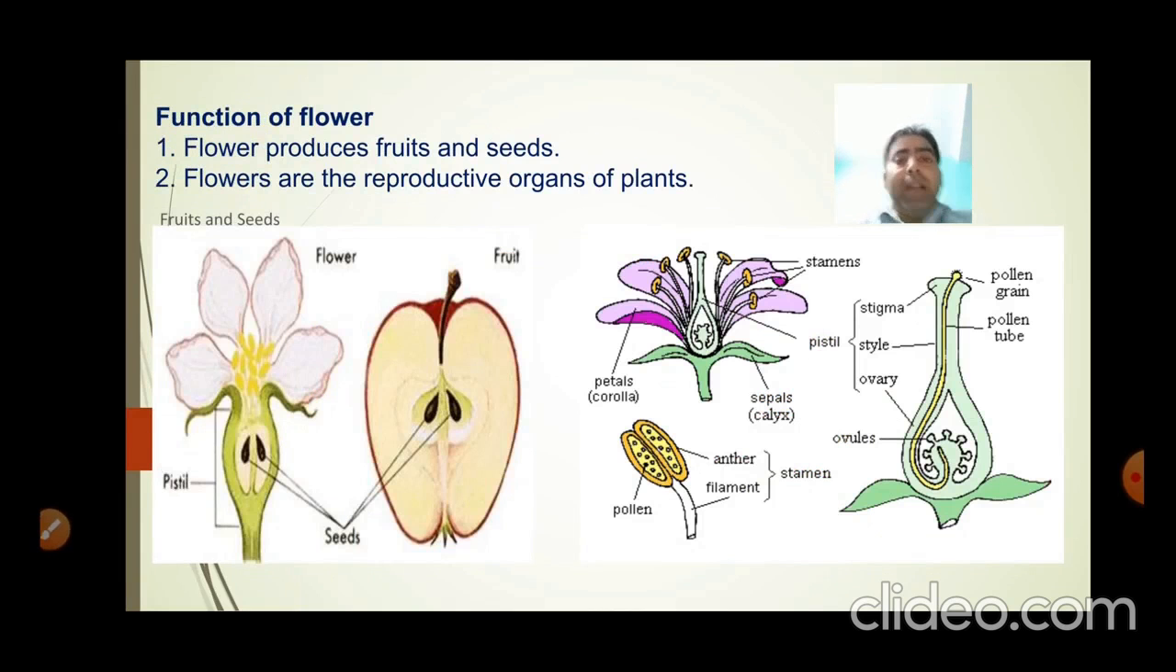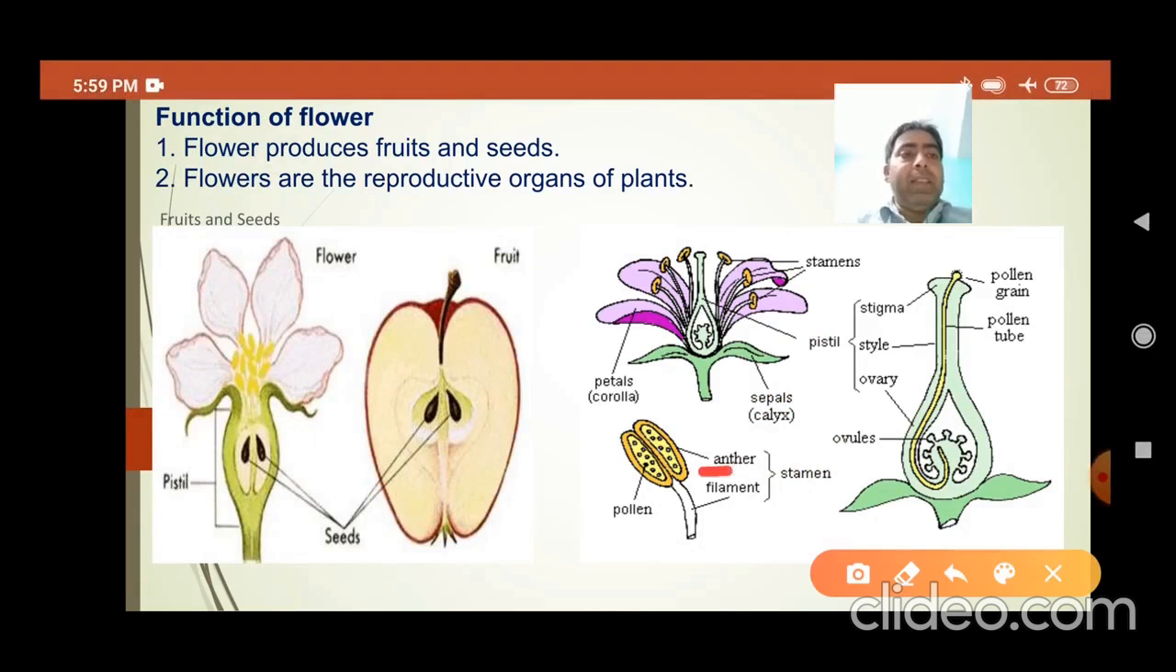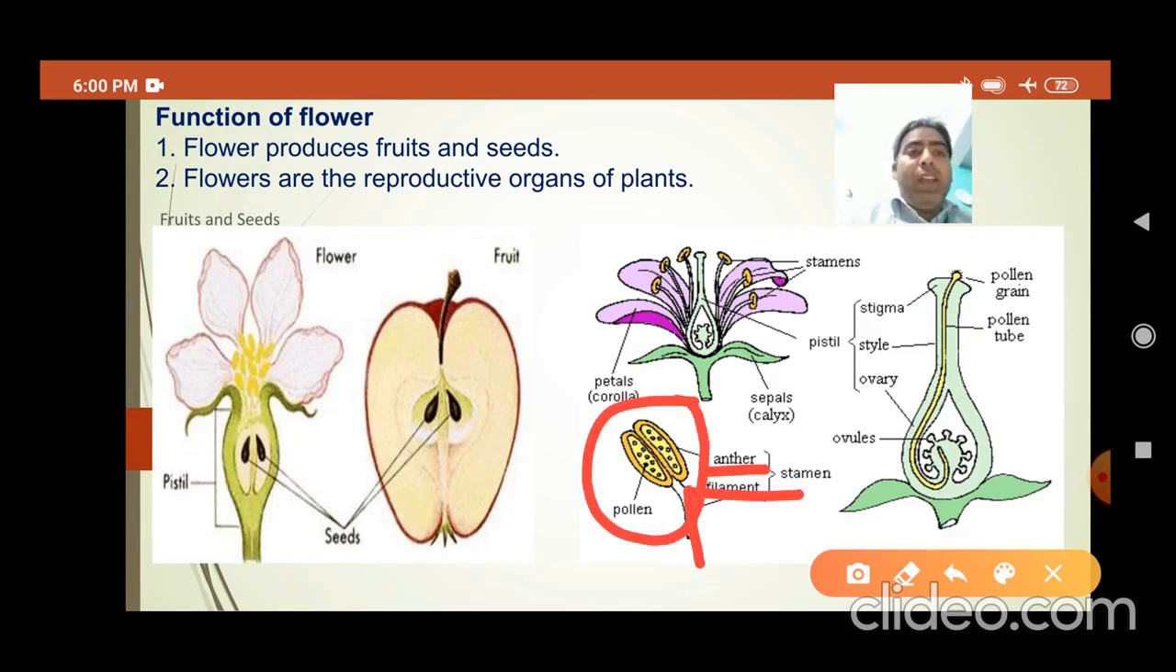The swollen part, the tip of the stamen, is called anther, and the stalk of a stamen is called filament. You can see here, this is the stalk, called filament. The anther contains pollen grains. Here you can see the pollen grains. Pollen grains contain the male gametes. Pollen grain appears as a yellowish powdery substance.